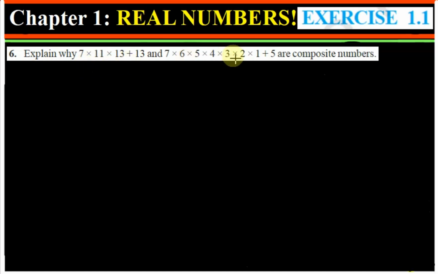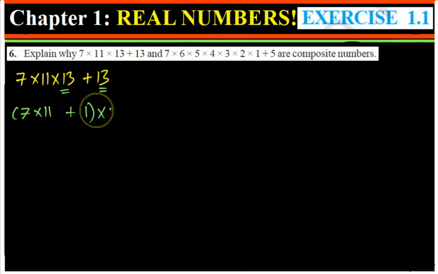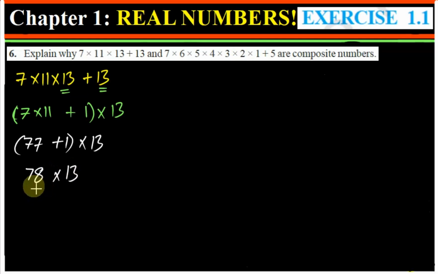So how can we show that these are composite numbers? Let's see this first, that is 7 into 11 into 13 plus 13. You can see here 13 is common in these two. So if I take this 13 common, what will be left? Here it will be 7 into 11, and plus here it will be 1. So this 7 times 11 is 77, plus 1, into 13. So 77 plus 1 is 78, into 13. So you can see here there are more than 2 factors. We can even further factorize this 78 also.